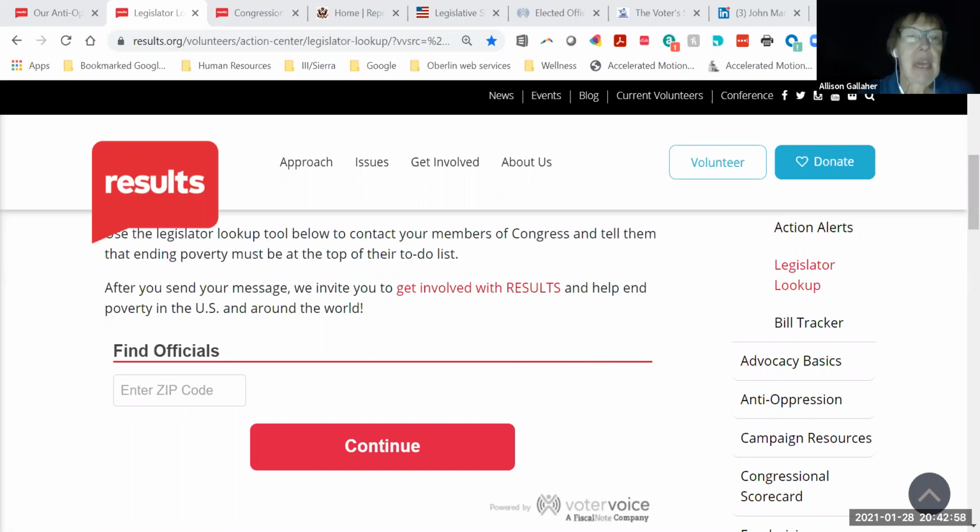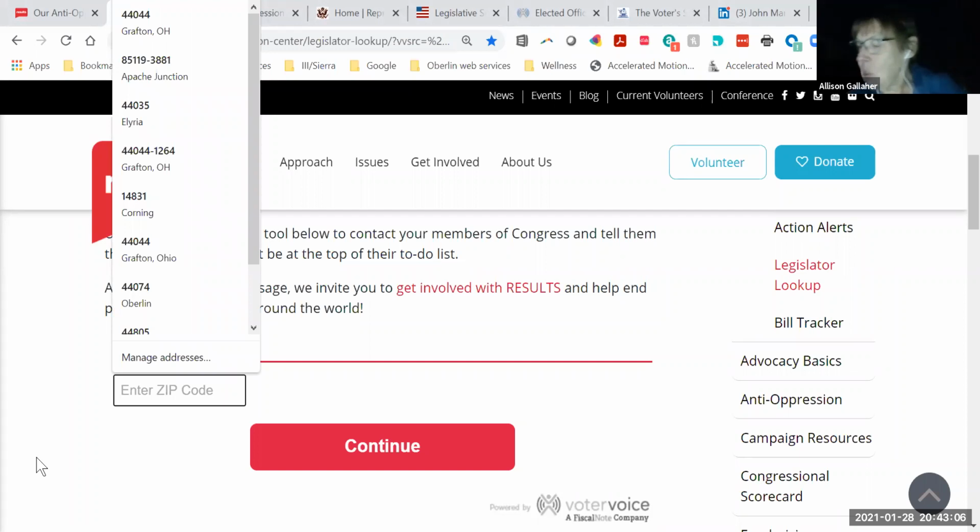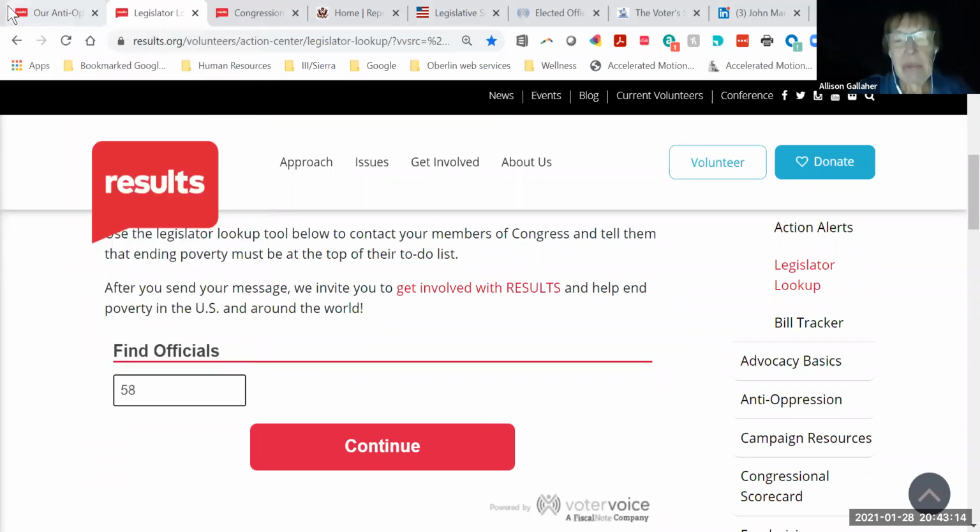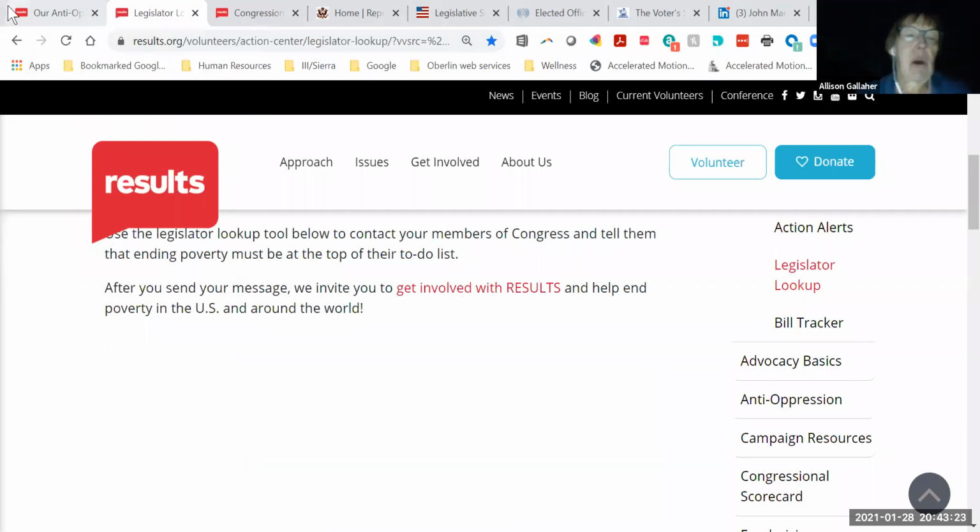One of the irritations of this tool is that the only way to search it is by address, which is fine if you are talking about your own member of Congress, because you know your address. But to do it as a demo, my first person is a senator, John Hoeven from North Dakota. So I know a zip code in North Dakota.